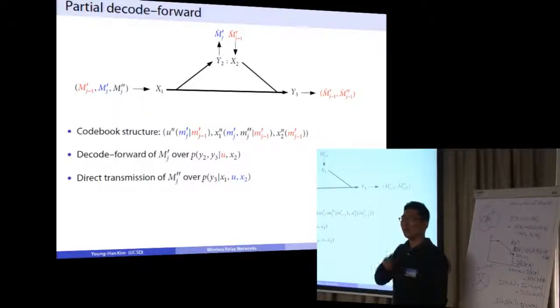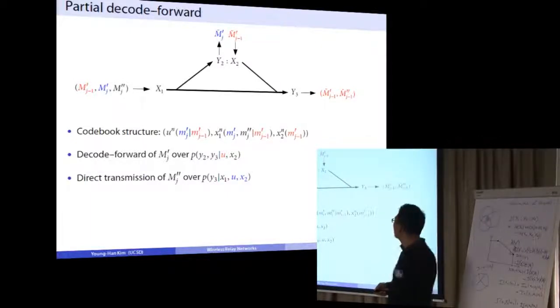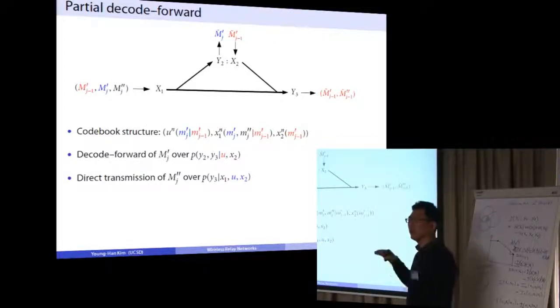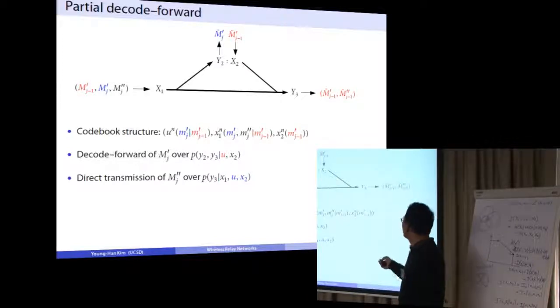So the official question was: does this work if this was a wired network? So if you had a wire going from X1 to Y2 and X2 to Y3, and then a third wire going from X1 to Y3, what does this mean? For the wired network, this is actually a very good example, where direct transmission utilizes only this link.